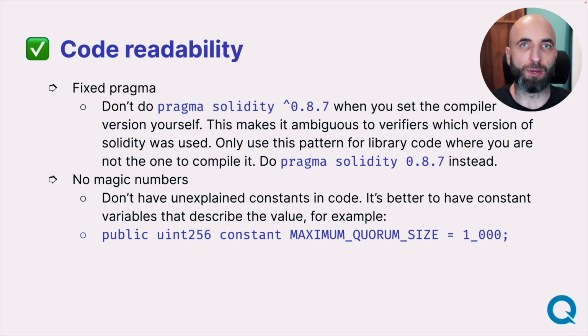Next, no magic numbers, no unexplained context in code. Everything needs to be self-explanatory. Everything needs to be clear. Nothing should be ambiguous. It's better to have constant variables that have long variable names than to have something that you might not be sure about what it means a month from now.